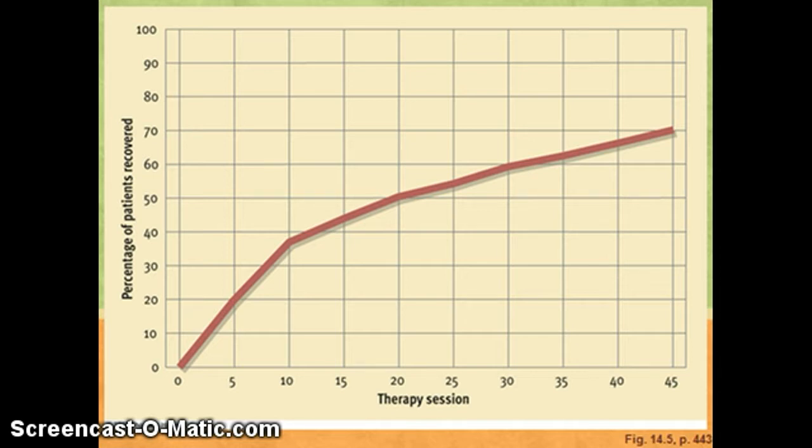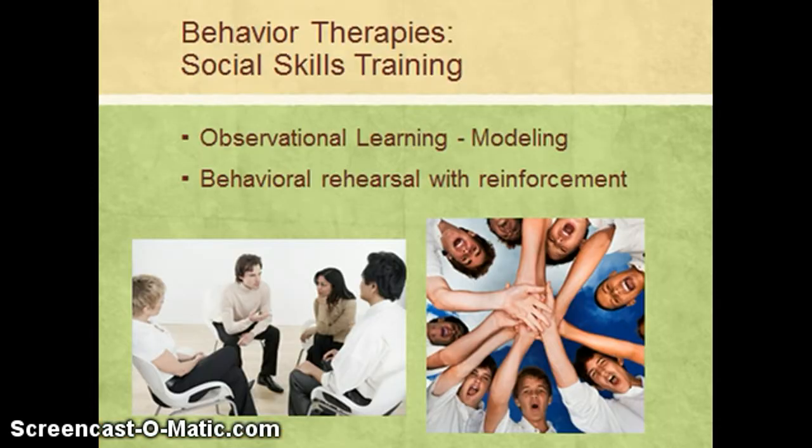This type of therapy is frequently done with children, also with adolescents, particularly people who have disorders that make it harder for them to socialize. For example, people with ADHD oftentimes have poor social skills, so social skills training is one way that we can try to improve that.